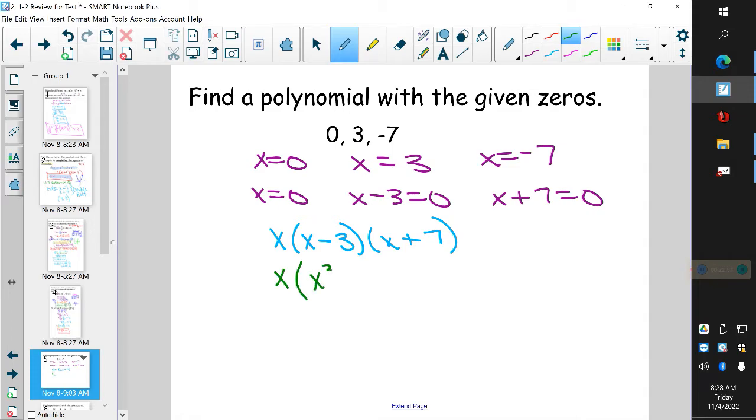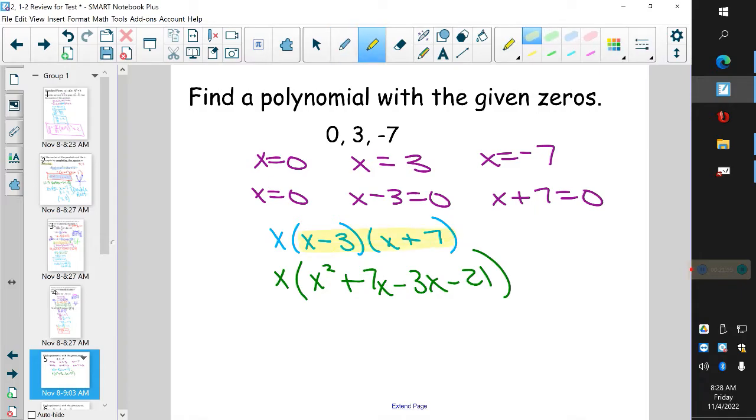So that's going to give me x squared plus 7x minus 3x minus 21. I FOILed these two. I FOILed those two. I'm going to combine like terms. 7x minus 3x is 4x.